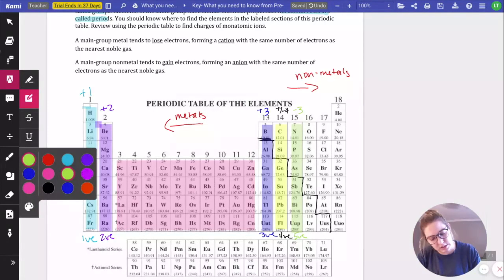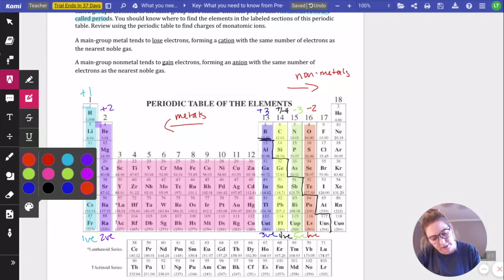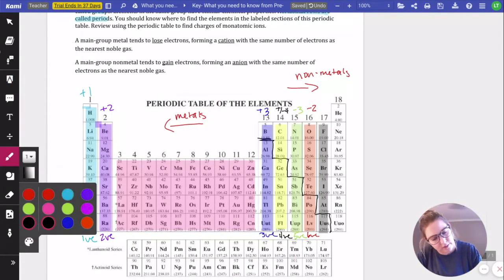Moving and grooving right along. This beautiful red is the oxygen family. They're also called the chalcogens. They have a charge of negative 2, and they have 6 valence electrons. Next, we have our halogens right here. Our halogens have a charge of negative 1. We have 7 valence electrons here.